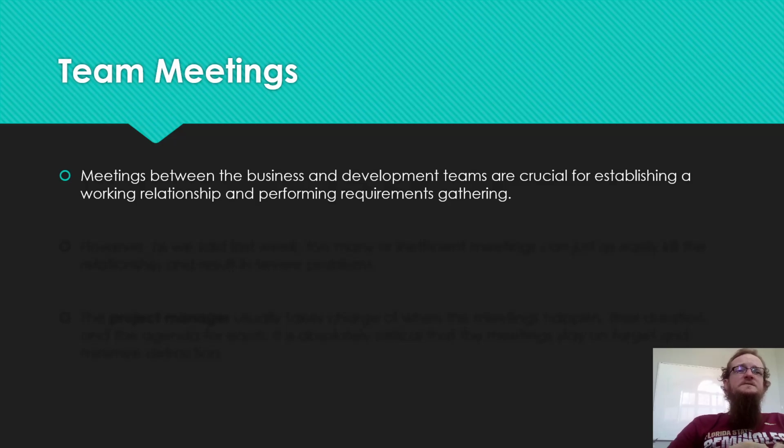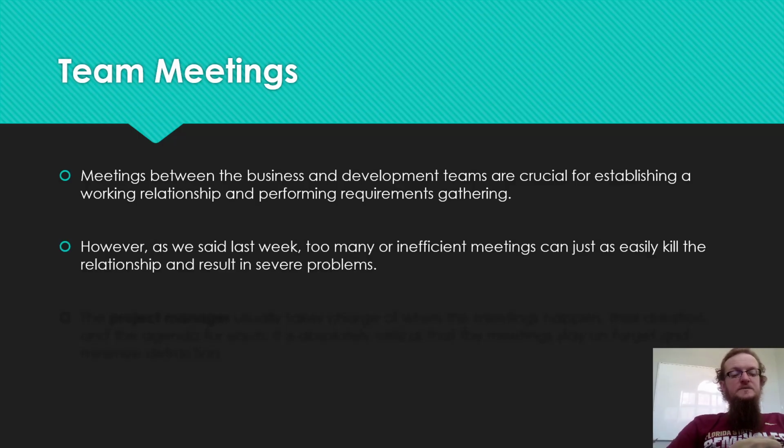But team meetings are basically between both the business and the development teams. They don't necessarily contain every person on each of those teams. But the idea is you want to establish a working relationship between the two teams, and you want that working relationship to be mutually respectful and mutually trustworthy. And you want to be able to perform some level of requirements gathering in those meetings so that everybody is on the same page.